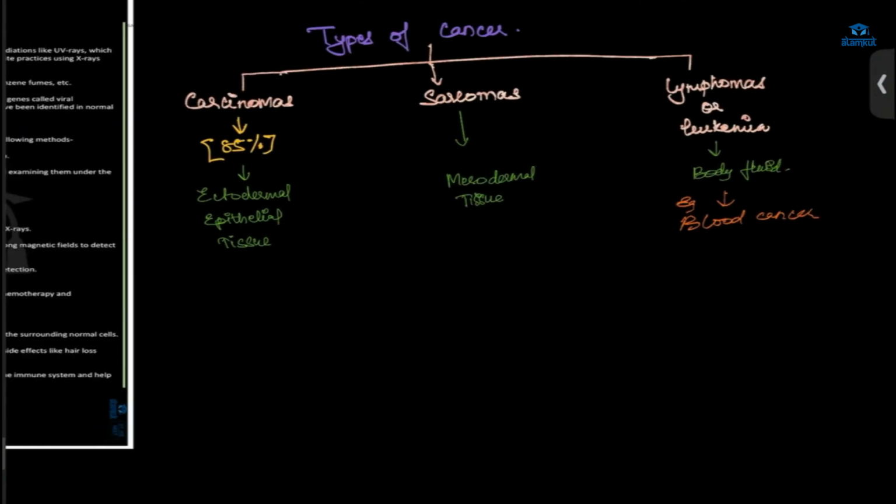The next one we have here: there are types of cancer also. There are carcinomas, sarcomas, and lymphomas, and we can also say leukemia. Most cancers are carcinomas, like skin type cancer, the ectodermal or epithelium layer cancer. Then sarcoma is mesodermal tissue cancer, the bone one. And lymphomas and leukemia are blood and body fluid cancers, blood cancer.